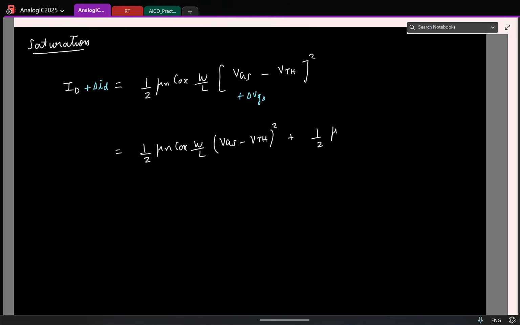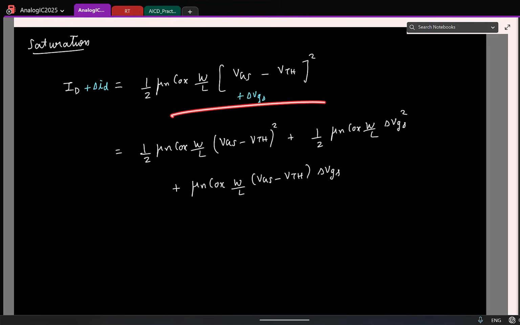Similarly, I'll have half mu n C OX W by L delta VGS squared, and I have the 2AB part, which is mu n C OX W by L, VGS minus VTH times delta VGS. Hopefully everyone knows the A plus B whole square formula. So this is basically ID plus delta ID, and remember this is my operating point current, so basically this cancels with that.